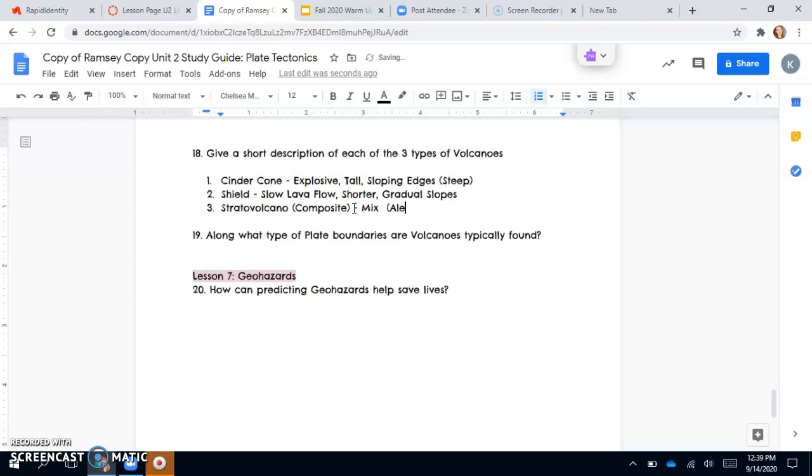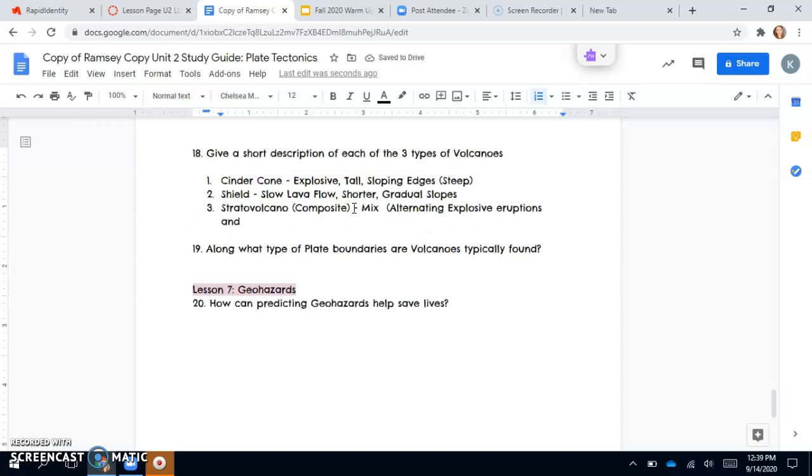So we'll have alternating explosive eruptions and slow lava flow. And this results in layers on the side of the volcano. Okay, so a composite is kind of a mix of both our cinder cone and our shield.